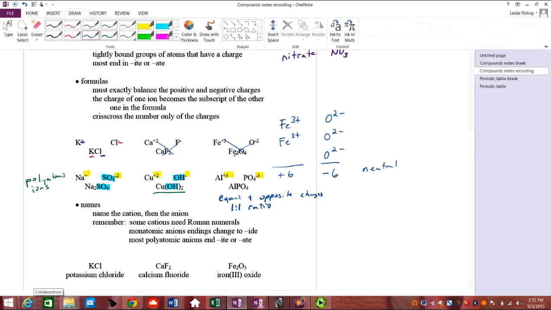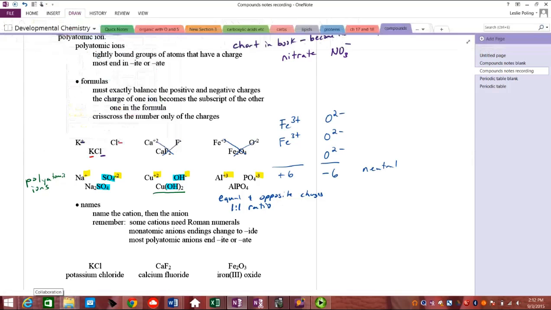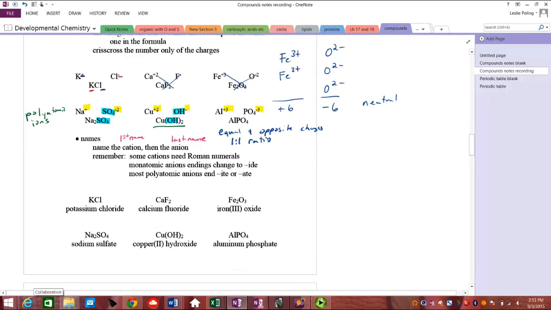So how do we name these? Well, we name the cation, and that's its first name. And then the anion, and that's its last name. So these compounds are going to have 2 names. So K is potassium, Cl is chlorine. We change that ending to IDE. So everything has 2 ions, so it has a first name and a last name.